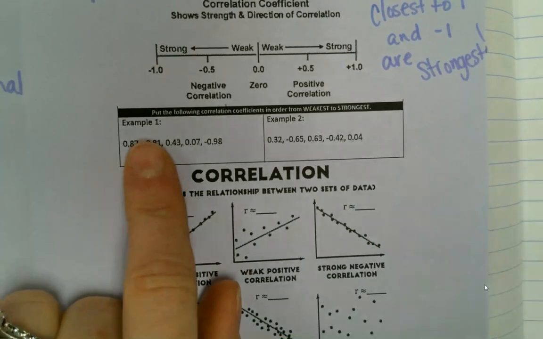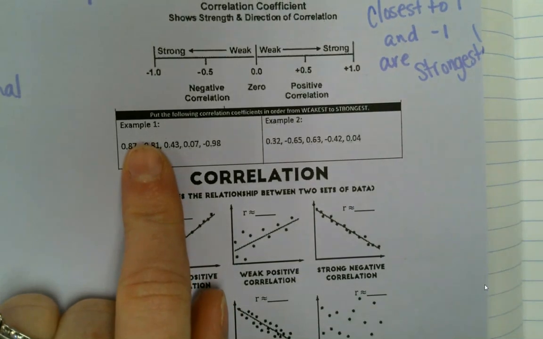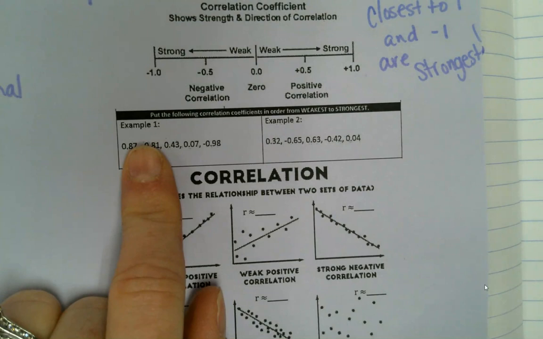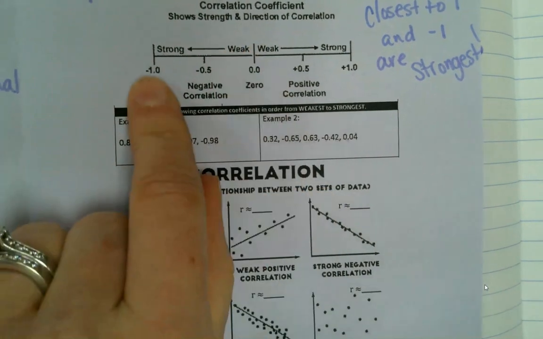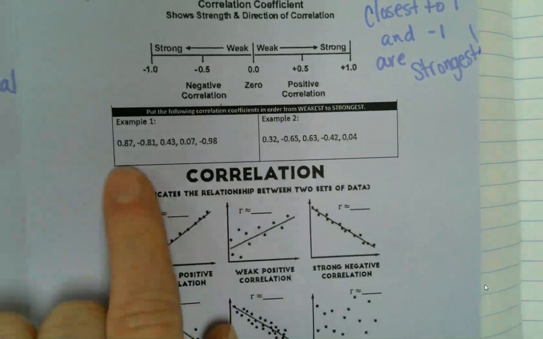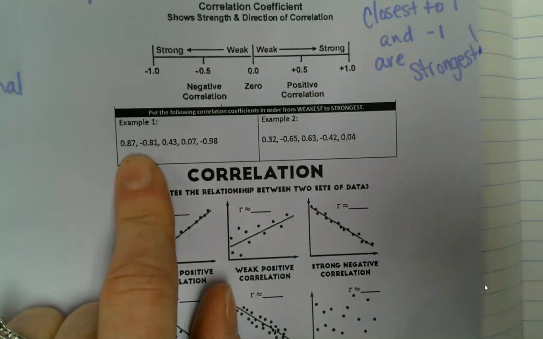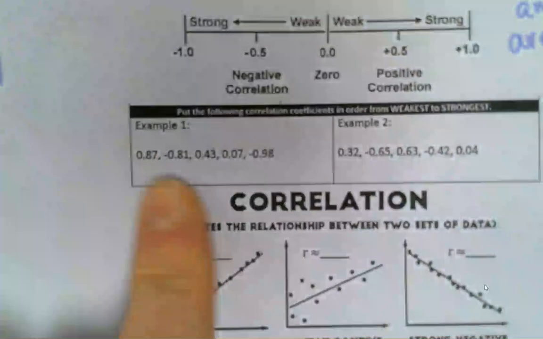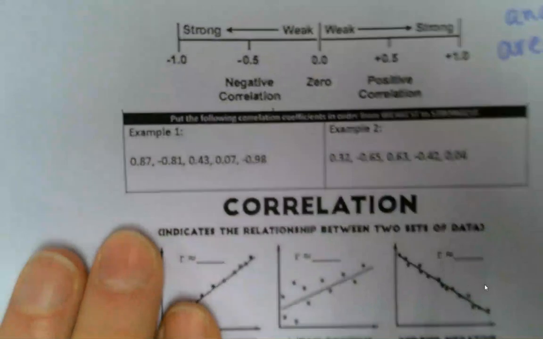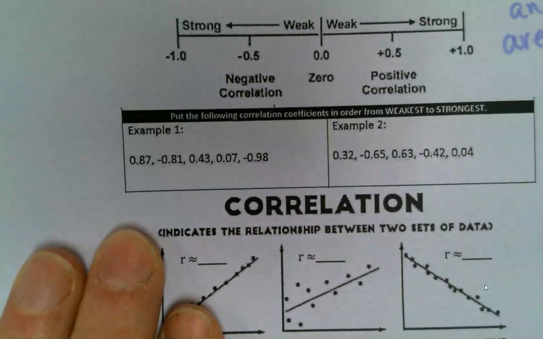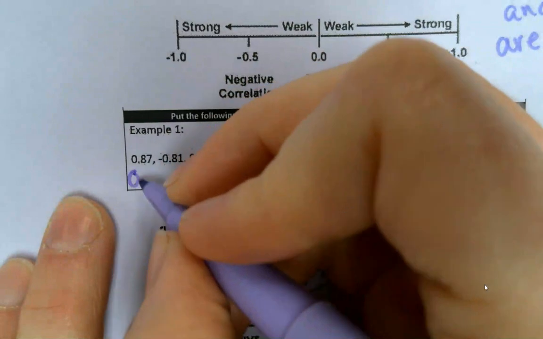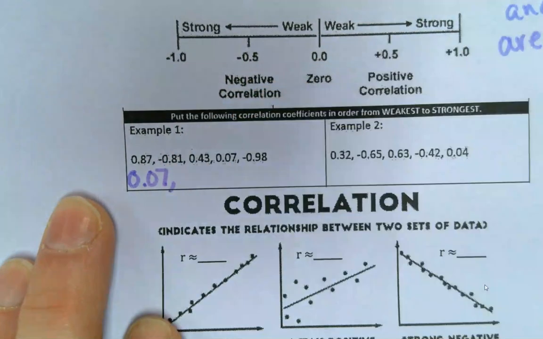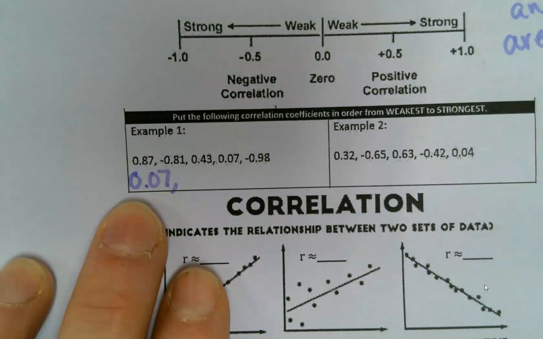So in these two examples, they put the following correlation coefficients in order from weakest to strongest. So the weakest ones are close to 0. The stronger ones are close to -1 or +1. So let's look at these numbers. The weakest one would be the closest to 0. If we look at it, 0.07 is the weakest. So we're going from weak to strong.